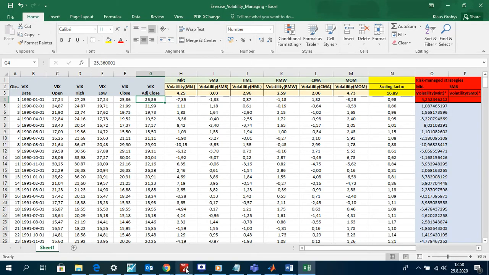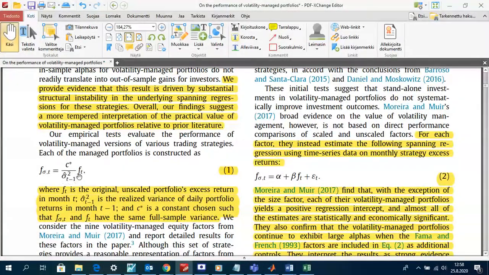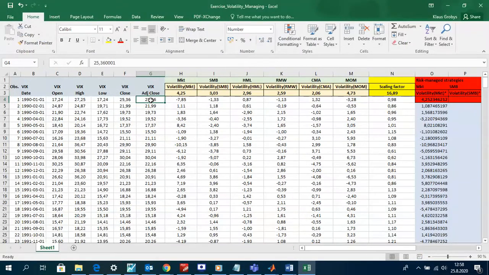Actually, in the paper this is not a real forecast. They use a plain estimate of the previous realized volatility as an estimate for the expected volatility at time t plus 1. But what we do is use a real expectation, because this is the real expected market volatility, using option implied volatility with a one month maturity. So this is a real expectation for the next month.